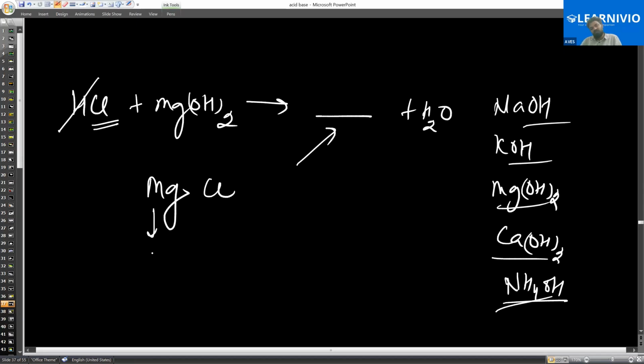Now write down their valency. Magnesium has valency 2, chloride ion has valency 1. You cross multiply, you will get MgCl2. Understood? Yes, sir. If not, tell me, I will explain again. Okay? So can you explain with another example?